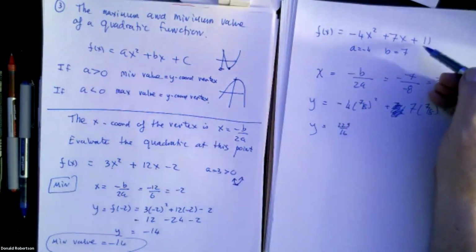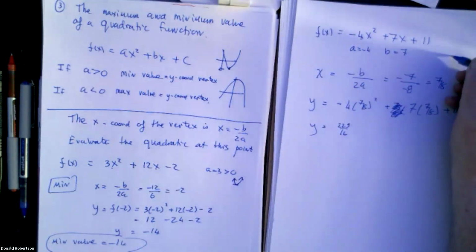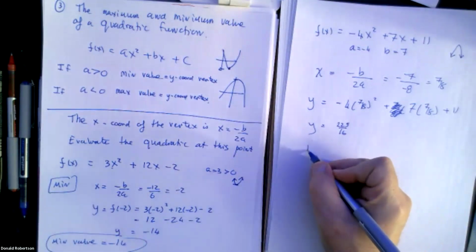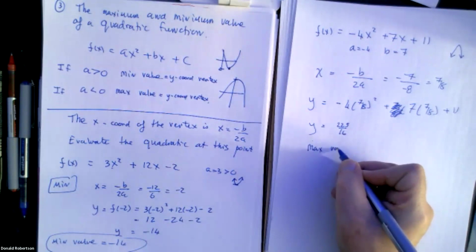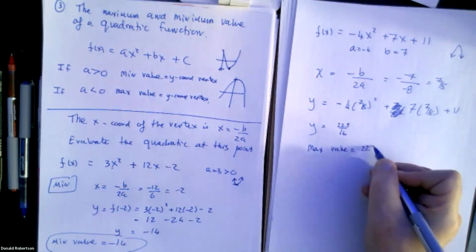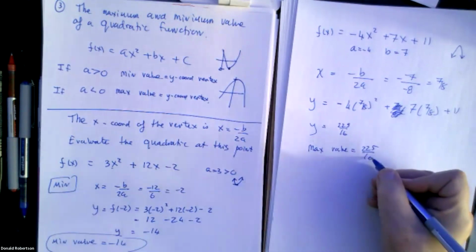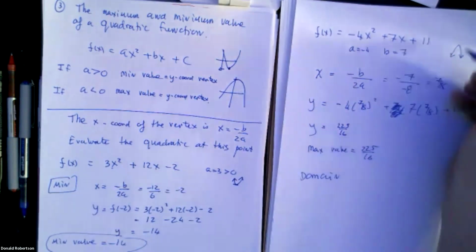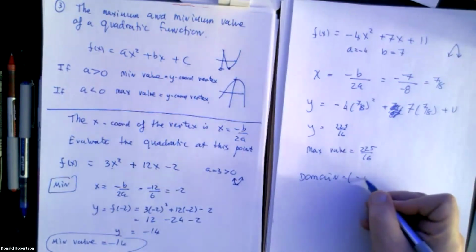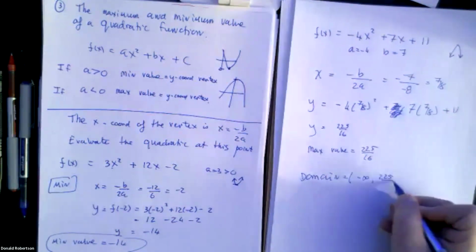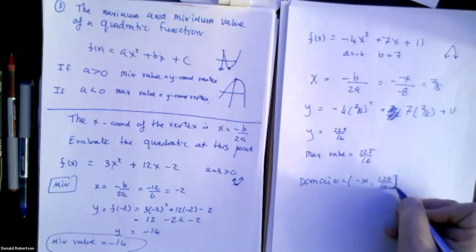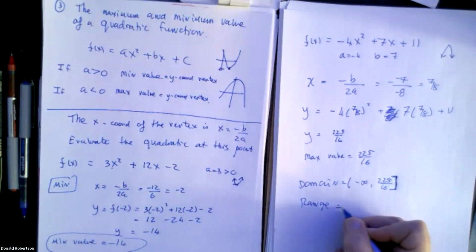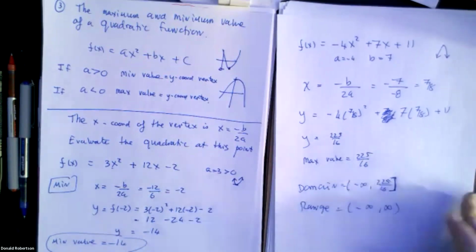Now we already know that this has a negative a, and negative a's look like that, right? They open downwards. So this is a maximum value, and it's 225/16. Now someone might say to you, what's the domain of that function? Well, it's that value or anything below. Negative infinity up to the maximum value, square bracket. If I asked you for its range, which is a bit of a silly question, because it's everybody.